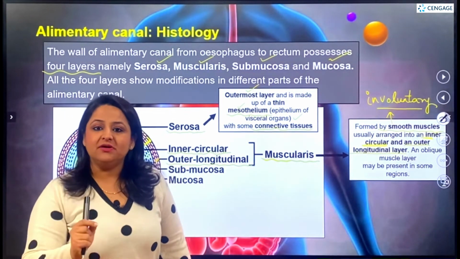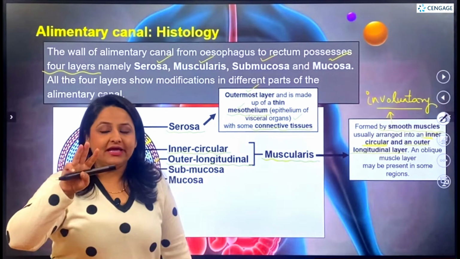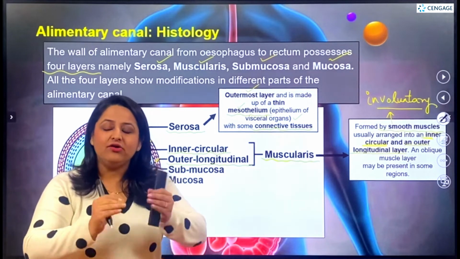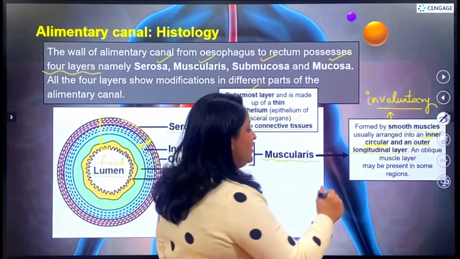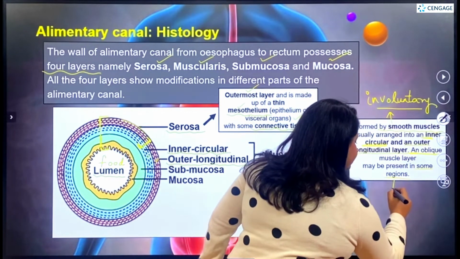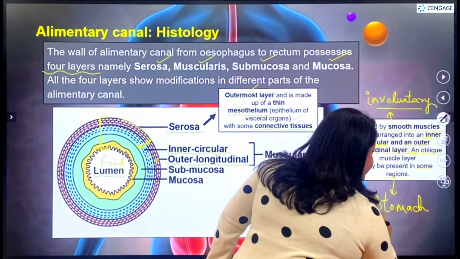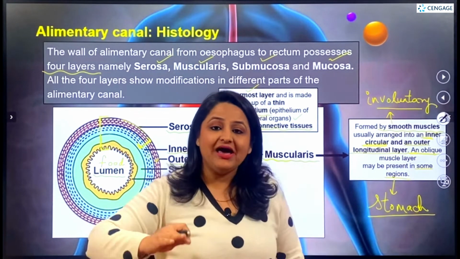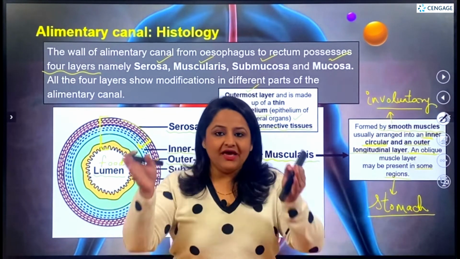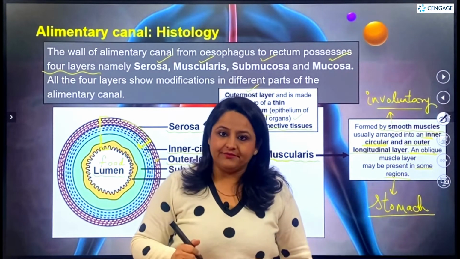However, in the stomach, there is an additional layer present. That additional third layer is present inner to the circular muscles. On the inner side of the circular muscles, there is one more layer known as the oblique muscle layer. This oblique muscle layer is generally seen in the stomach region. So if you see the wall of the stomach, the muscularis of the stomach wall is going to have the outer longitudinal muscles, then the circular muscles and the innermost oblique muscle layer.